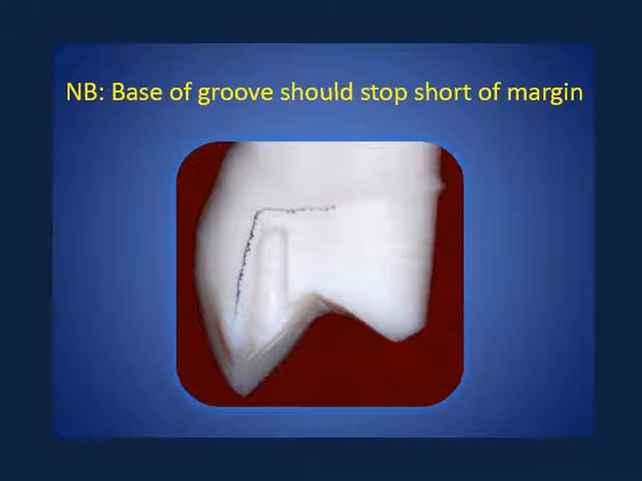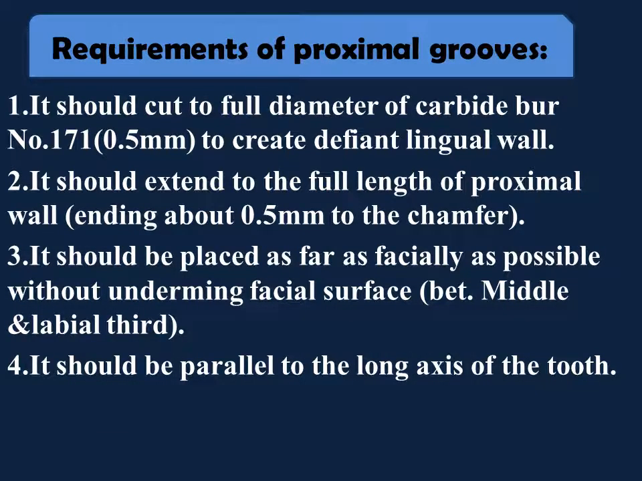ويجب انه تنتبهون انه ال proximal groove ما تنتهي الى ال finishing line، لازم انه يكون اكو مسافة بينها وبين ال finishing line or the margin of the preparation. So the base of the groove should stop short of the margin as you see in this picture. And the requirement of proximal groove, it should cut to full diameter of carbide bur number 171 to create definite lingual wall. Second, it should extend to the full length of proximal wall but ending about 0.5 millimeter to the chamfer finishing line. It should be placed as far facially as possible without undermining facial surface between the middle and labial third.